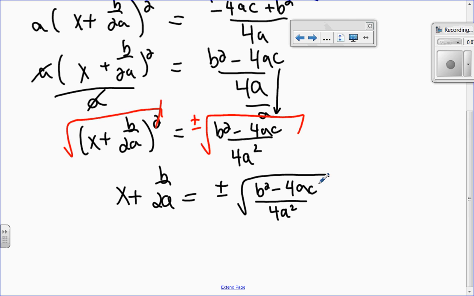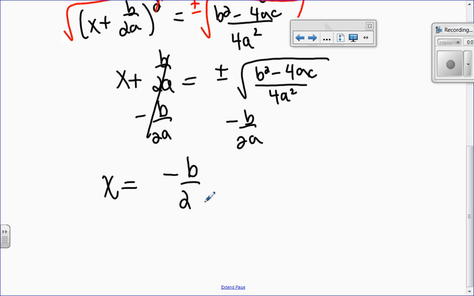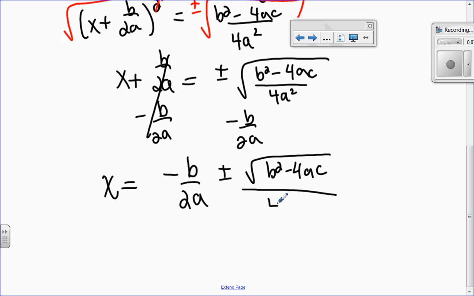Okay, so what I want to do now is subtract b over 2a from both sides to get x all by itself. And then I'm just going to tidy up. So remember, we say that the negative number goes first. So negative b over 2a, and then it's plus minus. Now, because it's plus minus and it's a fraction, I'm going to do the square root of my numerator all over the square root of my denominator. And then we can tidy this up a little bit.